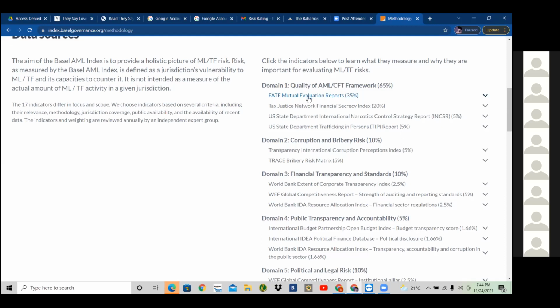So we couldn't just say we don't care about mutual evaluations, because they would close out our industries, because this was 65%. And of course, we know that in the US State Department International Narcotics Control Strategy report, we are considered a transit country. So already we are getting these 5% off the bat. There's nothing we can do about it.